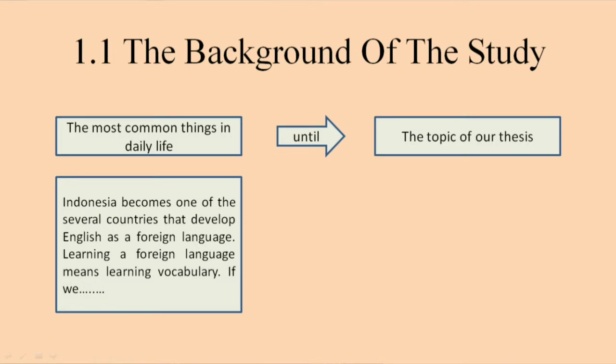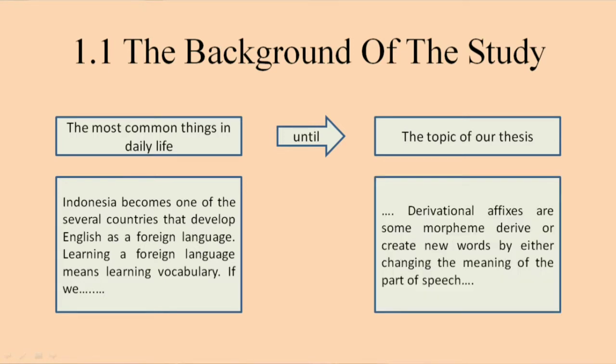When we talk about vocabulary, we also talk about words. Words are formed by a particular structure. The study of word structure is known as morphology. In morphology, we will study morpheme, and then I will explain about affixes, and last I will explain about derivational affixes.